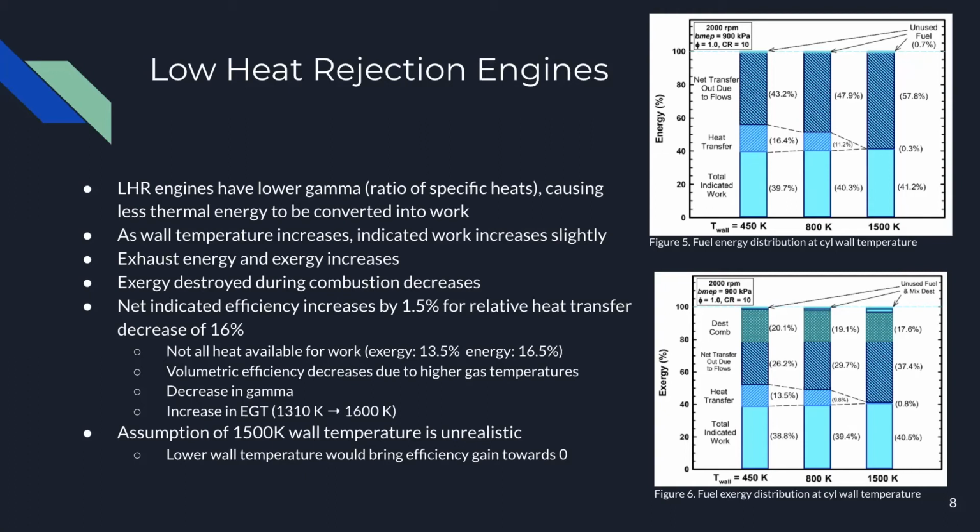Another assumption that was made is that you could maintain a 1500 Kelvin wall temperature. In the real world, we know that it's probably not possible, and therefore you might move to something like 800 Kelvin, where your increase in efficiency is minimal, going up by about 0.5% in energy output.